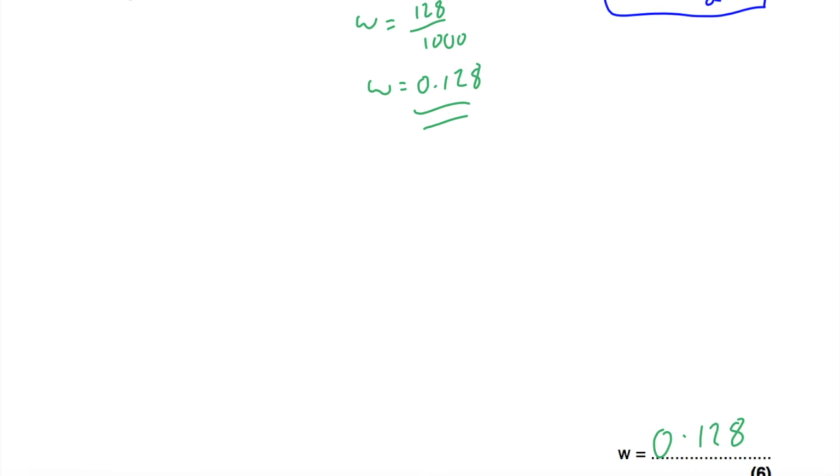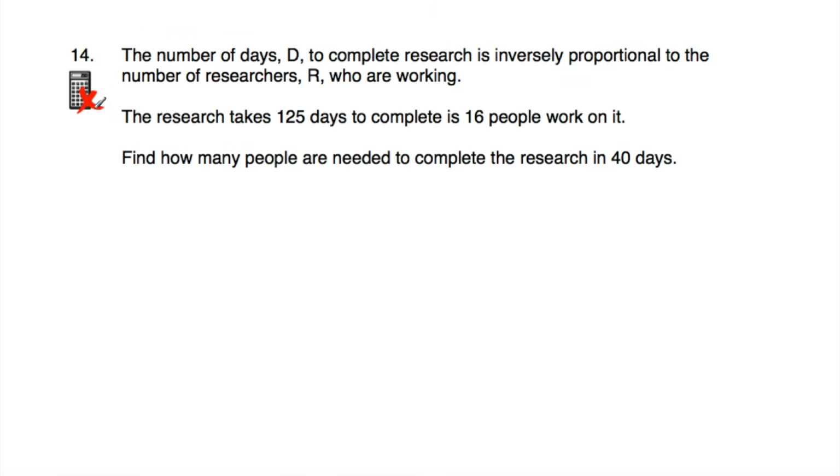Okay, let's have a look at our next question, question number 14. Question number 14 says the number of days, D, to complete research is inversely proportional to the number of researchers R working on it. And research that takes 125 days to complete has 16 people work on it. We've been asked to find out how many people are needed to complete research in 40 days.